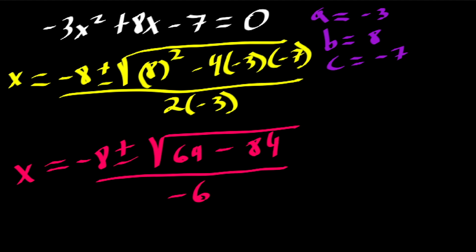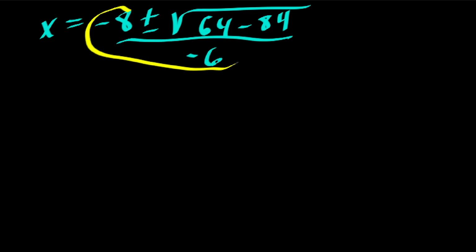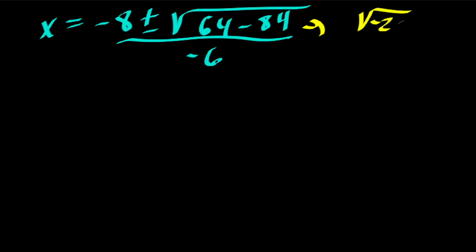So let's make ourselves some room. X equals negative 8 plus or minus, we said it was 64 minus 84, I believe, yeah, all over negative 6. Once again, a tendency here is to try to deal with this negative 8, negative 6, but don't do that just yet. You want to make sure you get this radical completely simplified before you do that. So this radical is going to end up giving me the square root of negative 20.